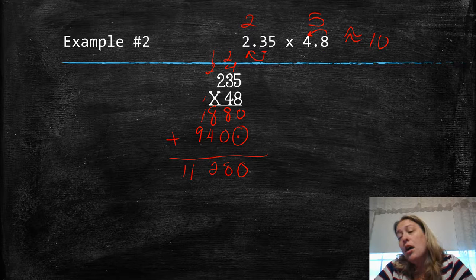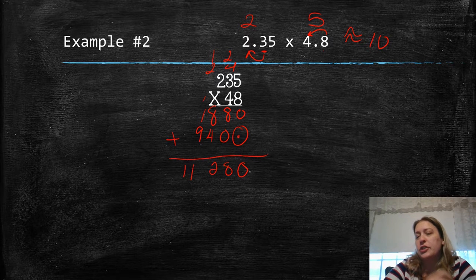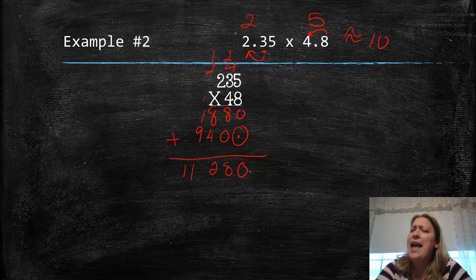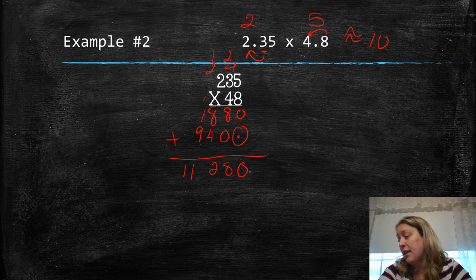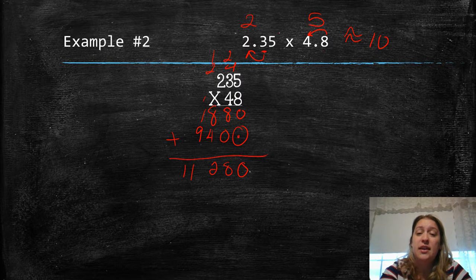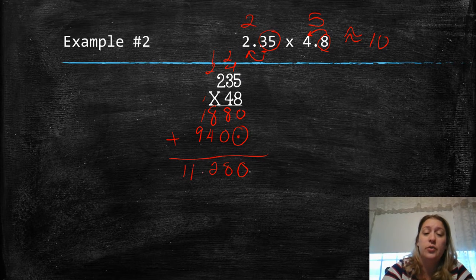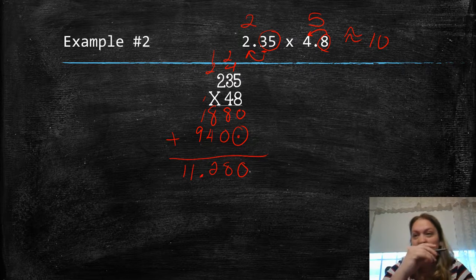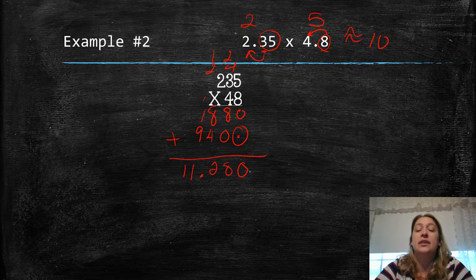11,280. But wait a second, we said our answer is going to be close to 10 or around 10. So there has to be what? We are missing our decimal. Now we have 3 digits in this first number and 1 digit in the second. So I'm going to count 1, 2, 3. So our answer is 11,280 thousandths.